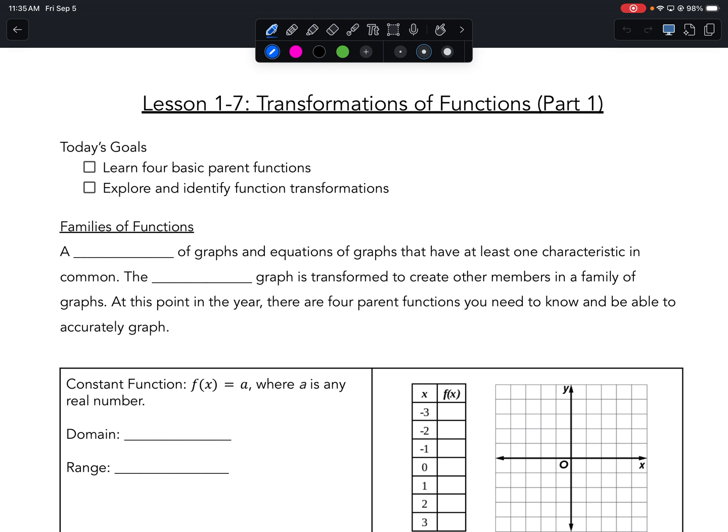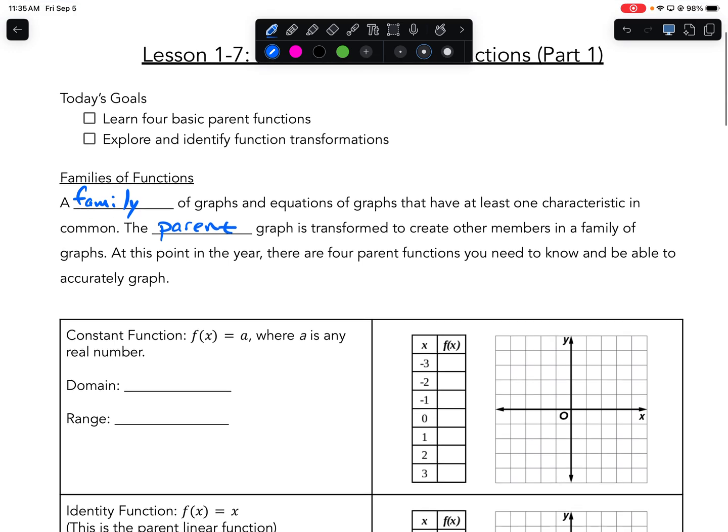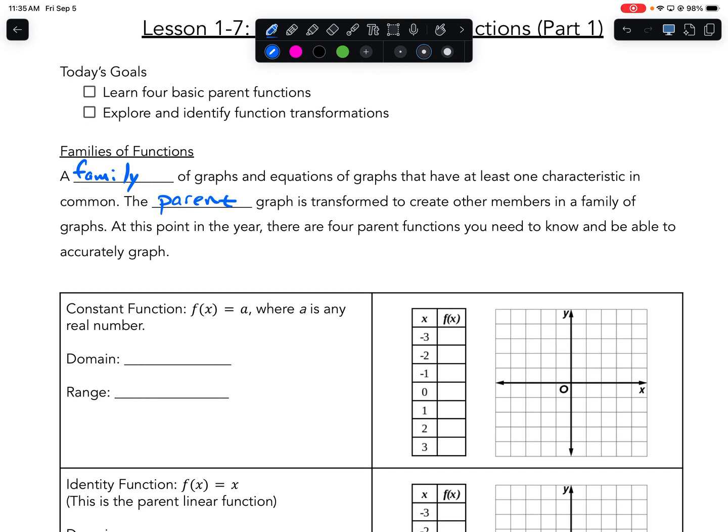Your first blank space is family. So a family of graphs: equations of graphs that have at least one characteristic in common. The parent graph, talked about that on block day, is transformed to create other members in a family of graphs. So we're going to talk about 4 different parent functions.